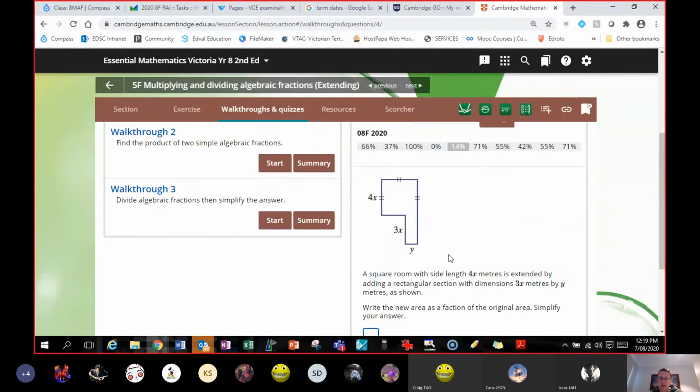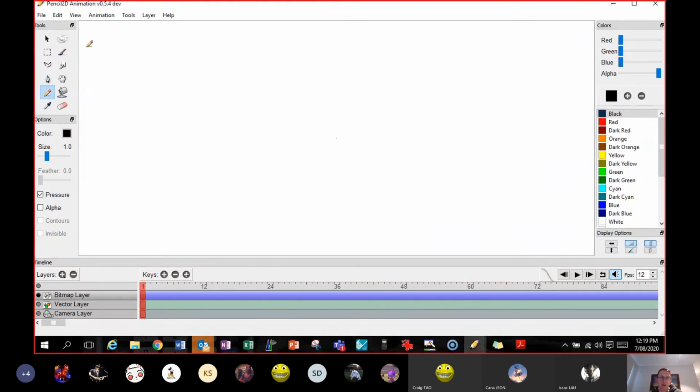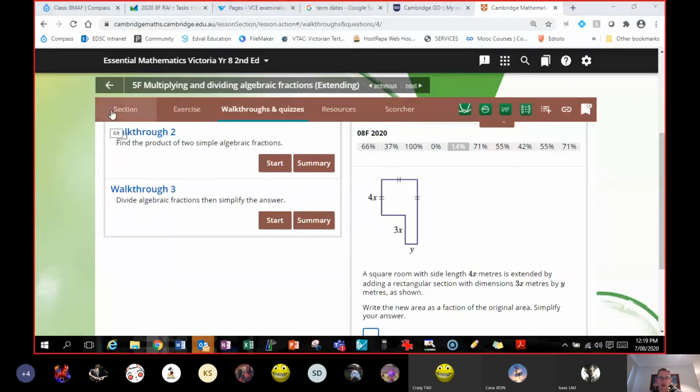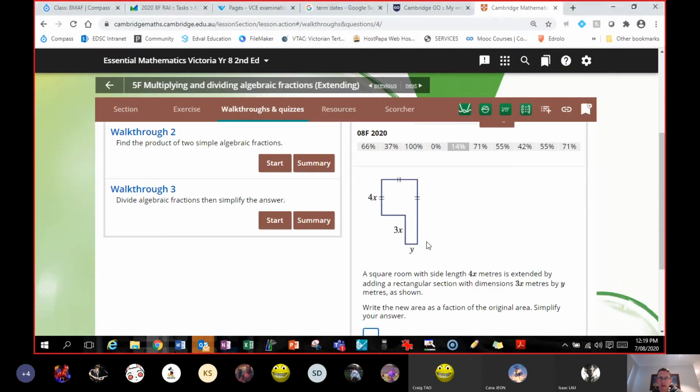Let's see how we go, because I wasn't too sure with this question if they meant the total area or not. It's a bit ambiguous. So the previous total area, well, to find the area, if it was a square, is length times length, or length squared in this case. So it's actually going to be 4x times 4x. When you multiply those two together, it gives you 16x squared.